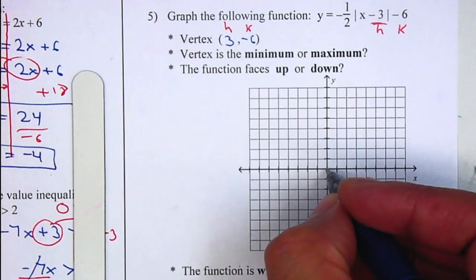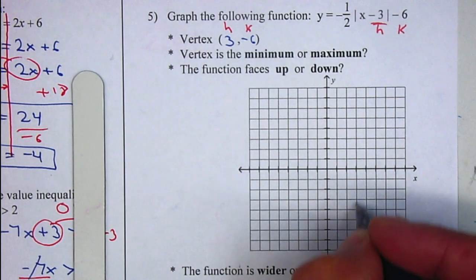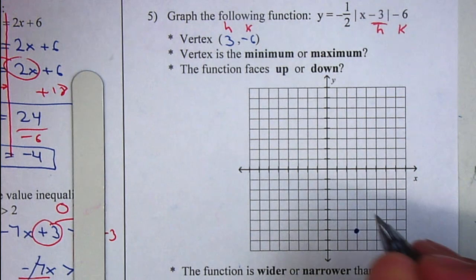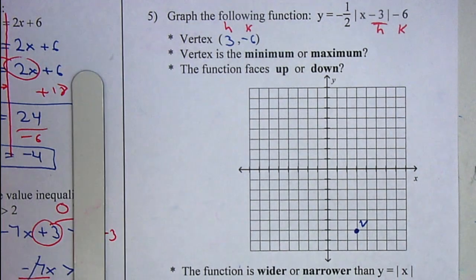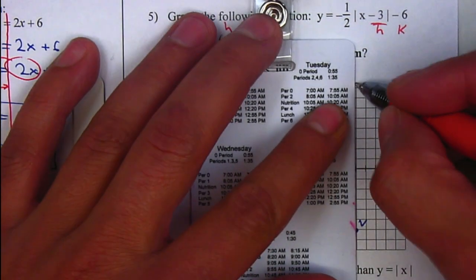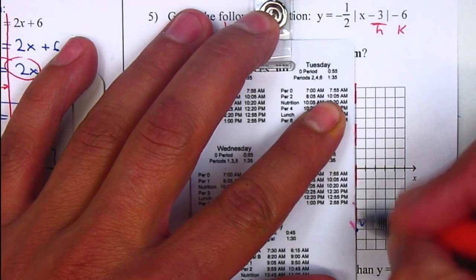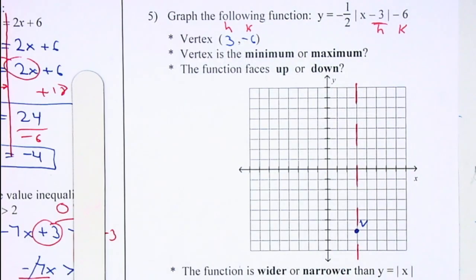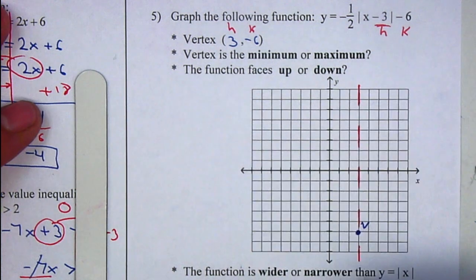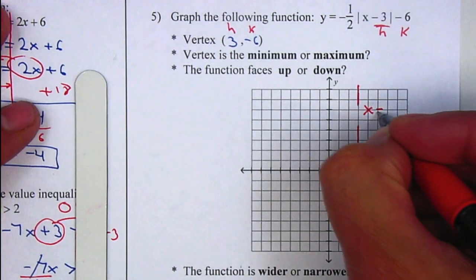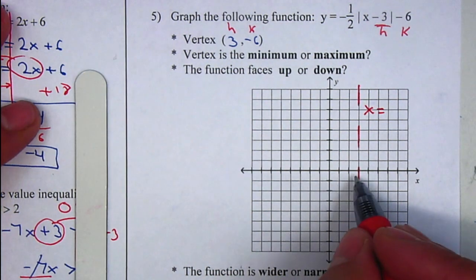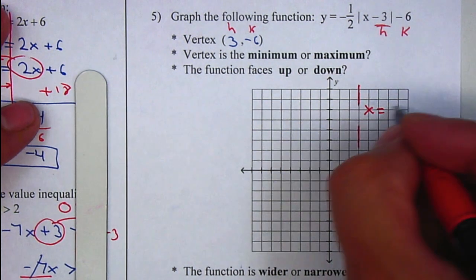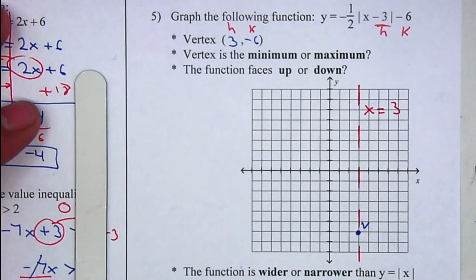Let's go and plot it. To the right 3 and down 6, 2, 4, 6. That'll be your vertex. Next, we need to draw the line of symmetry. And we need to write the equation of the line. It's a vertical line, so we know it's going to be x is equal to a number. And where does it cross the x-axis? At 3. So x is equal to 3.